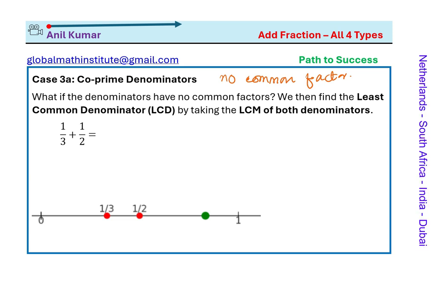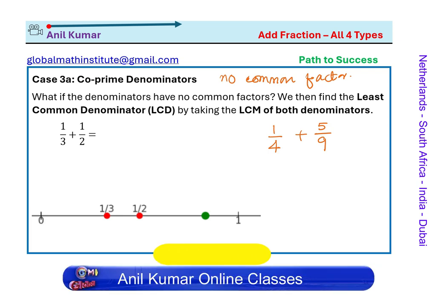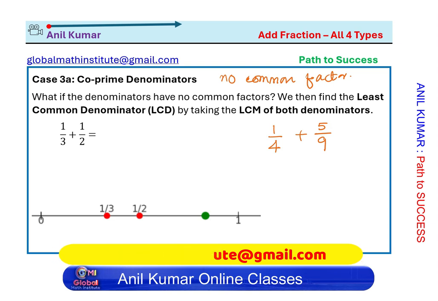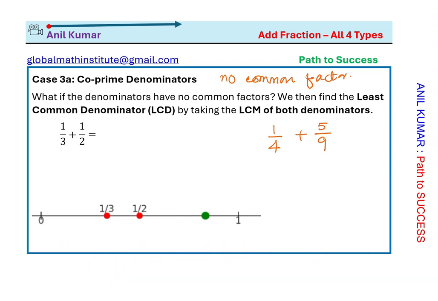Even if I have 1 over 4 plus, let's say, 5 over 9, 4 and 9 are also co-prime. They don't have any common factor. 4 is 2 times 2, 9 is 3 times 3. So these are also co-prime. Here we'll use the same strategy as for a very simple case, 1 over 3 plus 1 over 2.